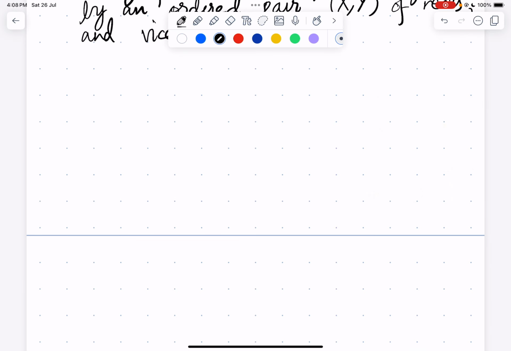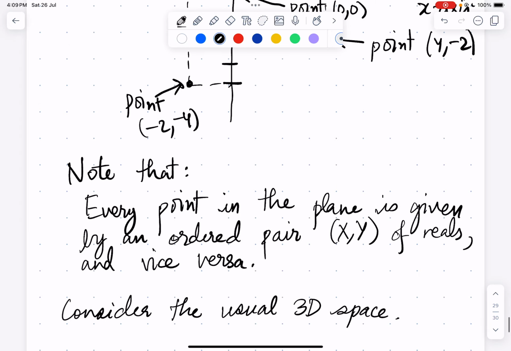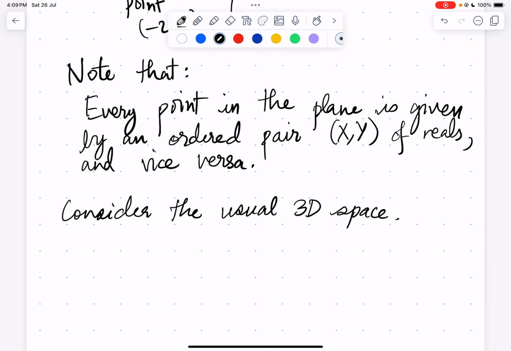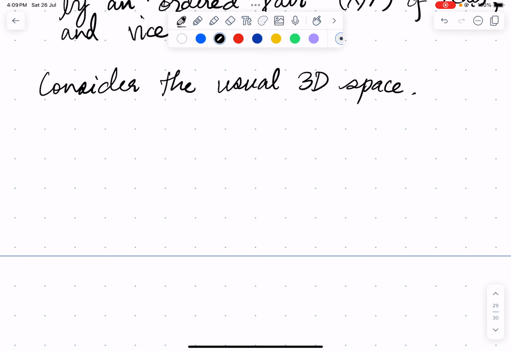Okay, let's continue. So, consider the usual three-dimensional space. Note that we saw that points in the plane can be given by ordered pairs of real numbers. Once we set up x-axis and y-axis, every point in the plane is given by an ordered pair of reals and vice versa. So we can ask, can we do the same for three-dimensional space? Can we specify points in three-dimensional space using numbers?